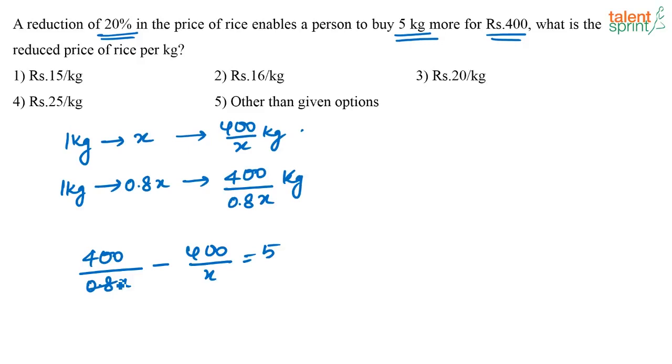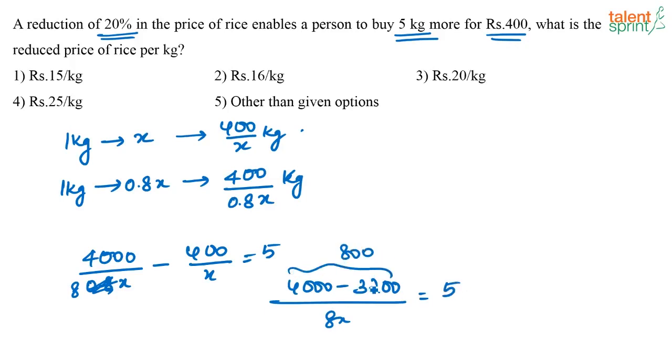Or you can write this as 4,000 by 8x, that will be easier. So you will have 8x in the denominator, and you have 4,000 minus 3,200 in the numerator. That is equal to 5, or I can say 800, right? 4,000 minus 3,200, that is 800, is equal to 40x, or x is equal to 20. Now what is the price of rice now? It is 0.8x, or that is 4/5 of 20. So 4/5 of 20 is nothing but 16 rupees per kg. Option 2.